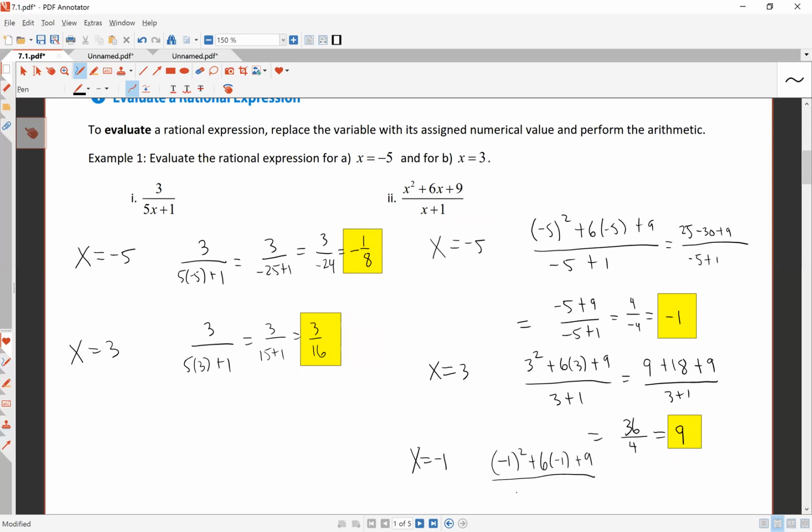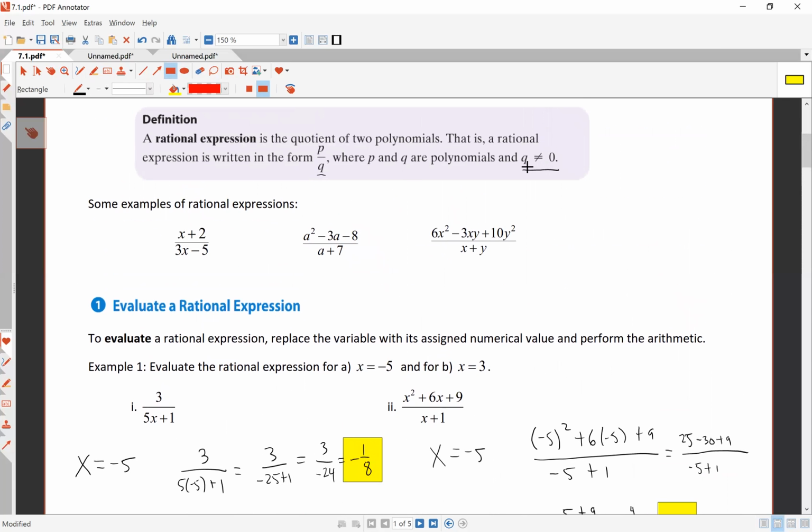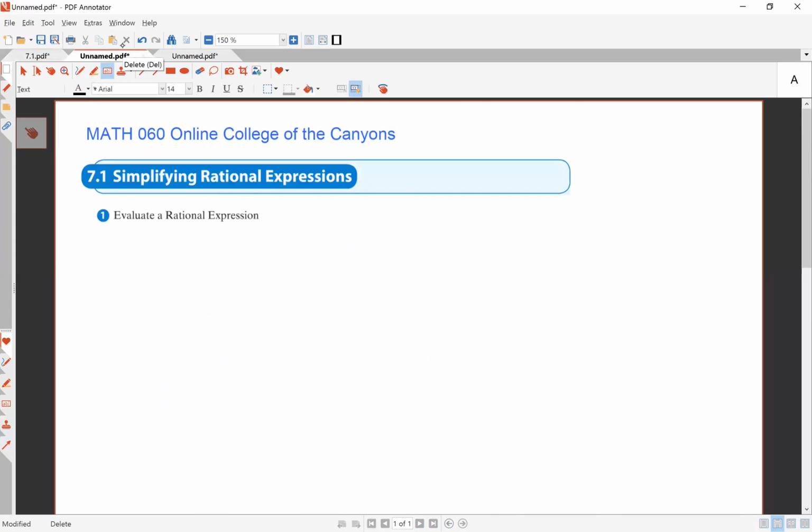The numerator doesn't really matter in this case because with 0 in the denominator, this evaluates to an undefined expression. And remember, that's what we don't want to have happen. And that's why in the definition for rational expressions, we say where the denominator q is not equal to 0. So in the next video, we'll look at how to find out when a rational expression is undefined. Again, that's 7.1, Objective 1, Evaluating a Rational Expression.